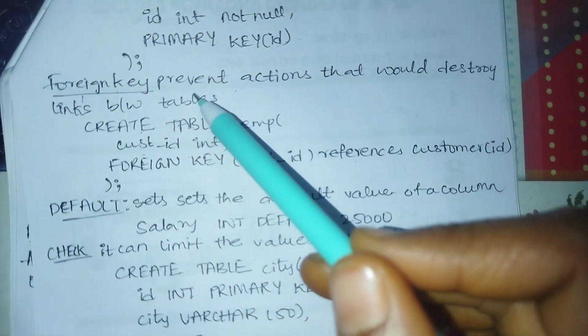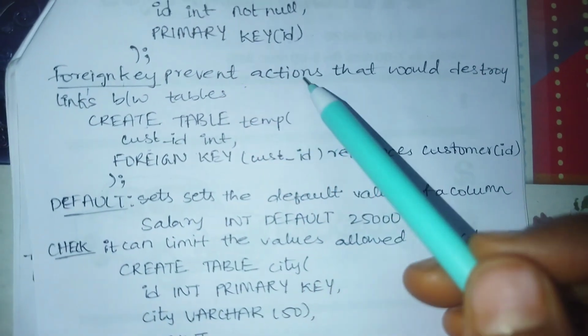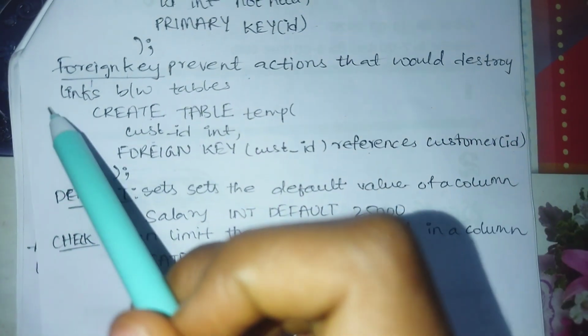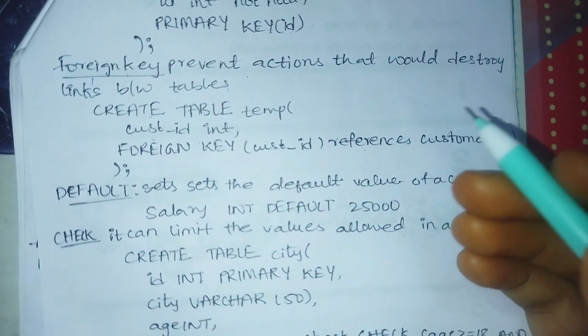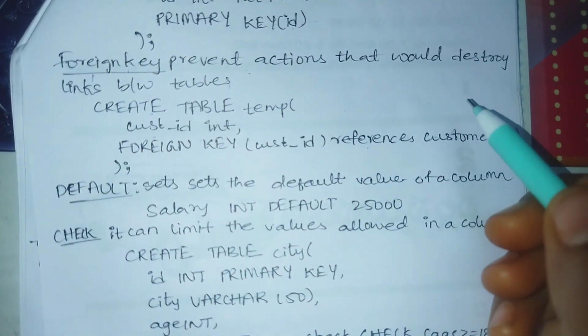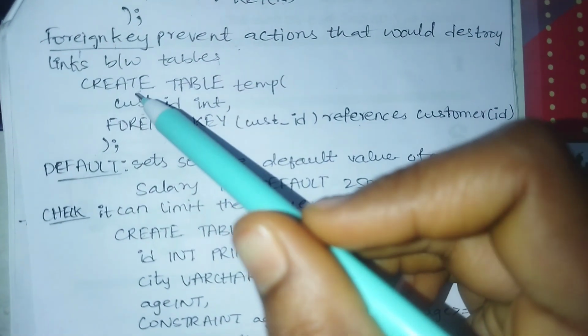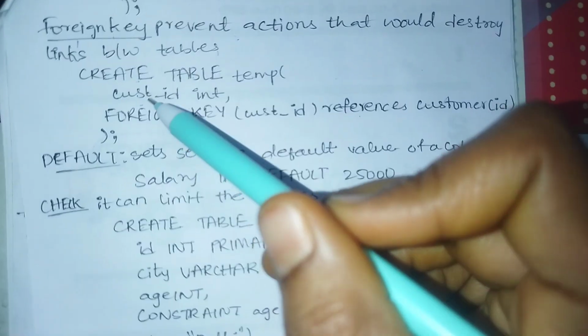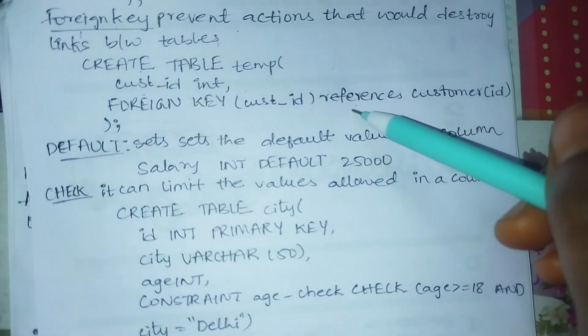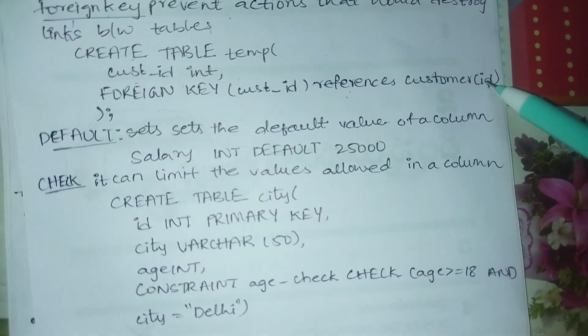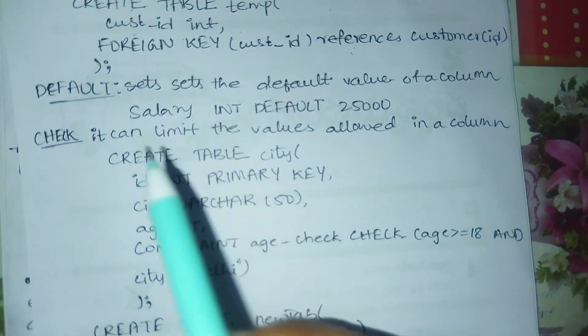Foreign key, it prevents actions that would destroy links between tables. It will prevent the actions destroying the links between tables, like create a table temp, customer id integer, foreign key customer id references customer id, then closing the code.